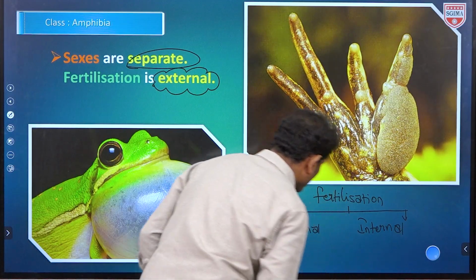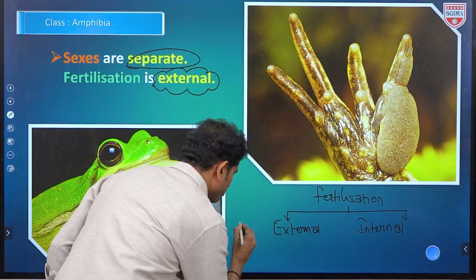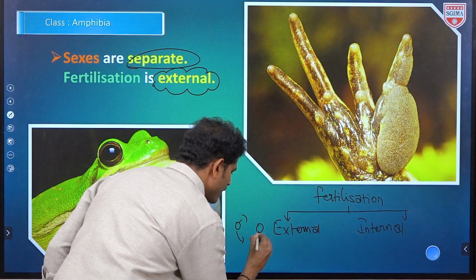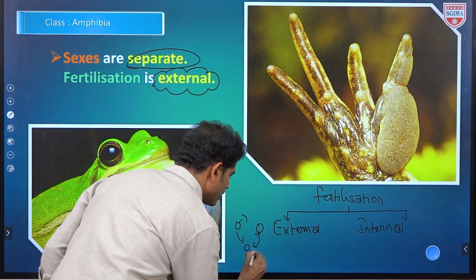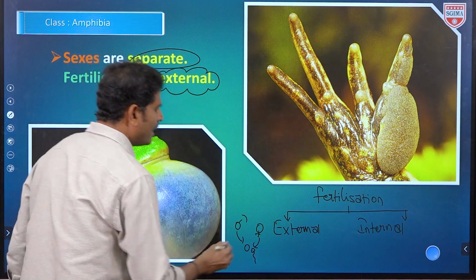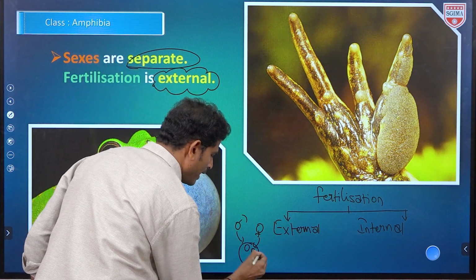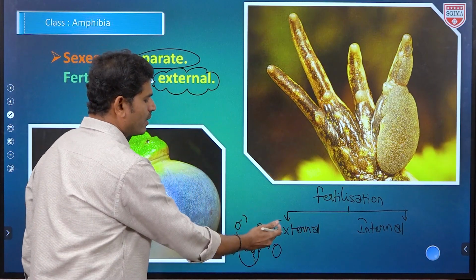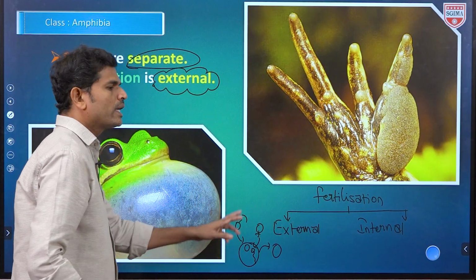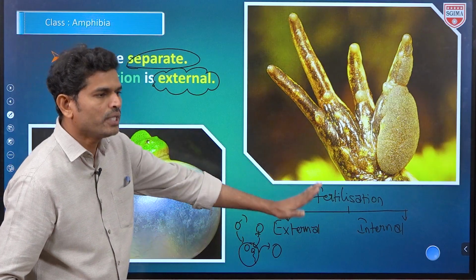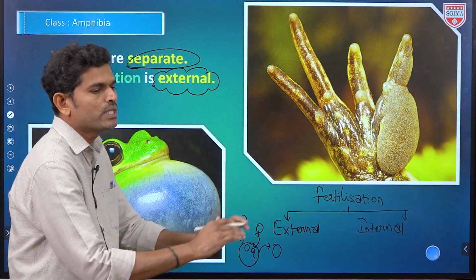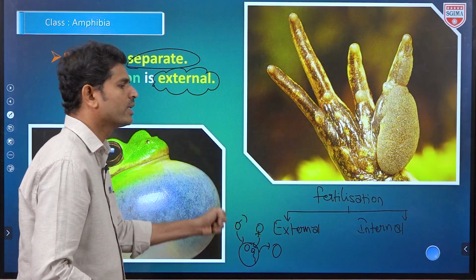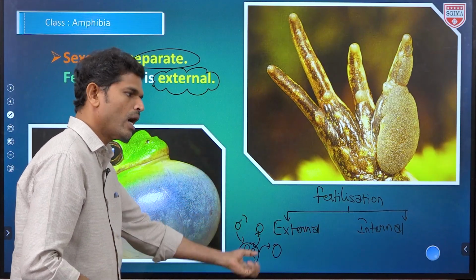So external fertilization बोले तो क्या है? Male gametes and female gametes both are released into the surrounding medium, and there they are going to fuse and produce the zygote. Okay, so this is called external fertilization. Gametes are released into the outer environment, into the surrounding, that is nothing but the water. There they are going to fertilize, and the development also happens outside of the body.